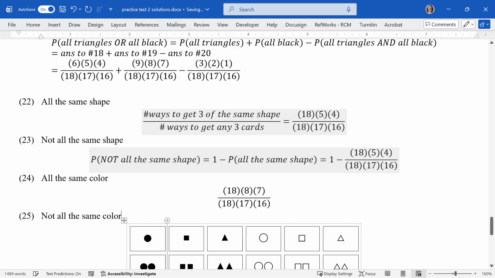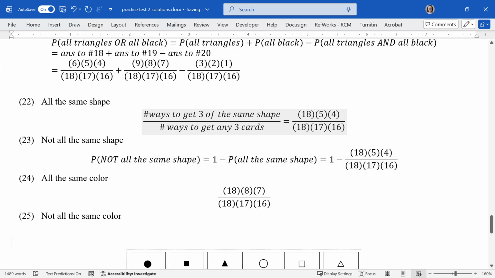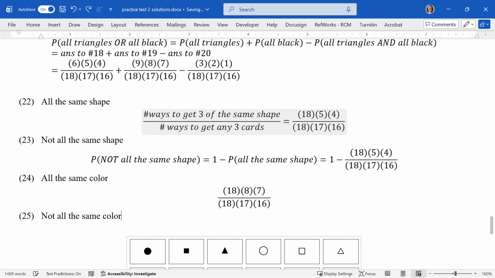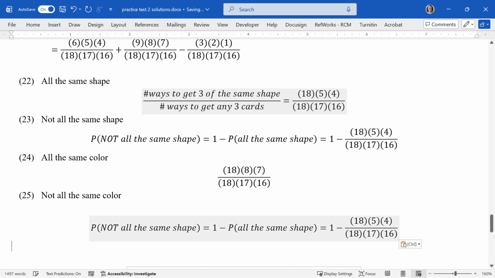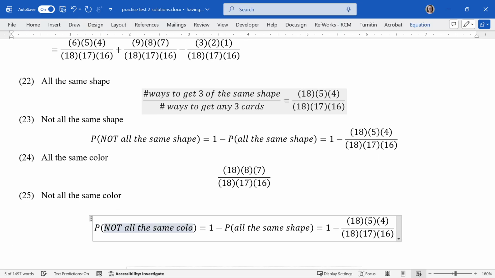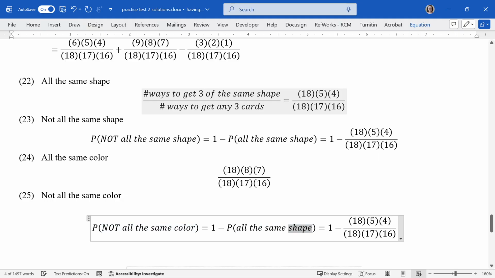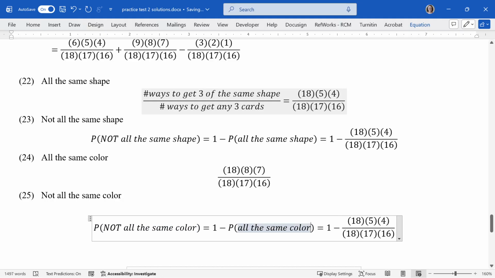Okay, not all the same color is going to be just like number 23. In fact, it's so similar, maybe I'll just copy paste. So not all the same color. It's going to be 1 minus probability that they are all the same color. So this is going to be 8 and 7. Okay, I hope it makes sense.